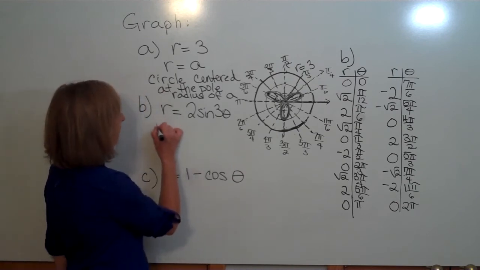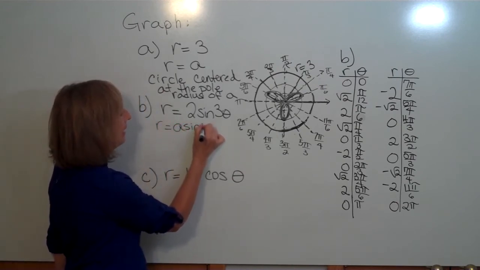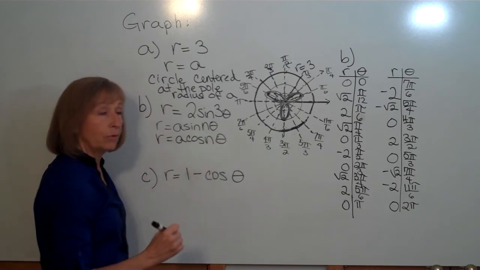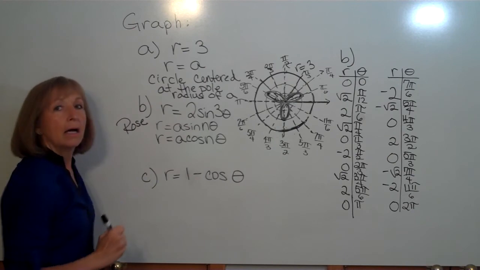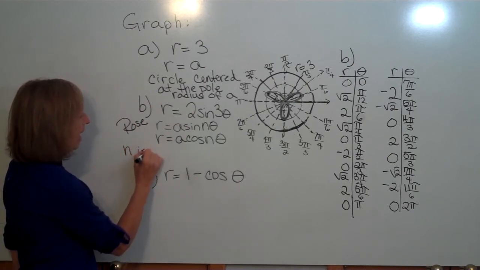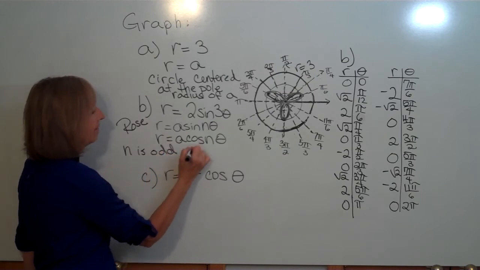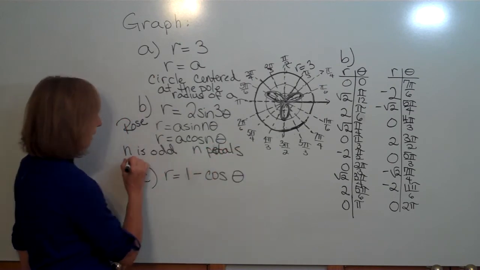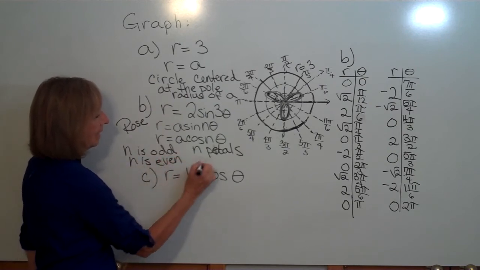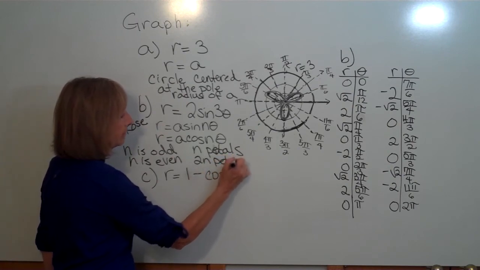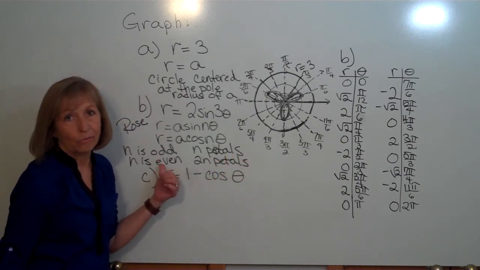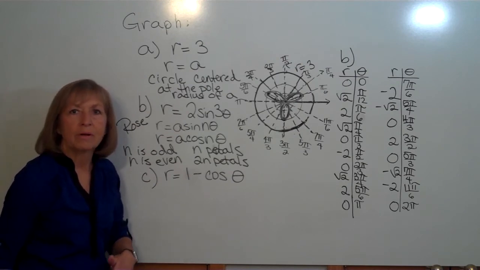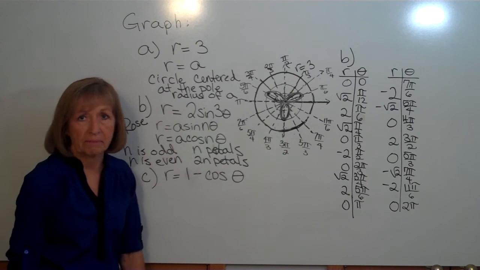So in general, if I have r equal a sine n theta, or r equal a cosine n theta, those are ones that will be a rose. And if n is odd, I have n petals. And if n is even, I have 2n petals. So it's kind of nice to think that, well, if n is even, I think of 2 being a divisor of an even number, and that's the one I have to remember to multiply the n times 2 for how many petals I get, just as a quick memory device.